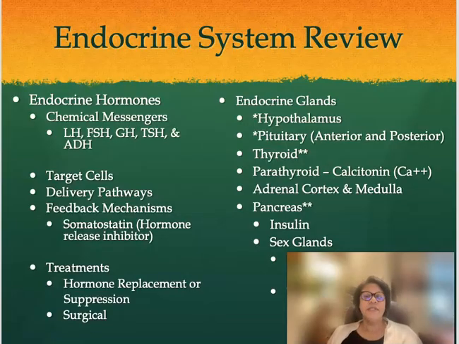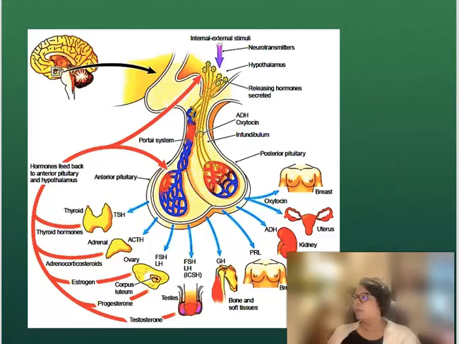Excuse me. So let's go to the next slide, which is just an illustration of that feedback system that I was talking about. So you see the anterior and the posterior pituitary glands in the center of this slide, and they receive stimuli from the hypothalamus.